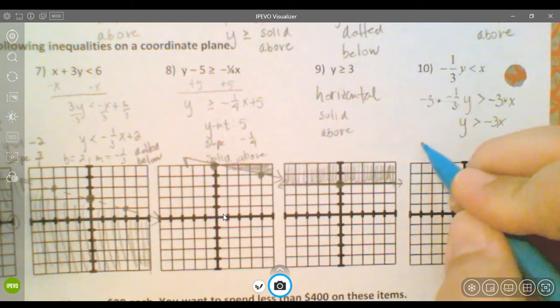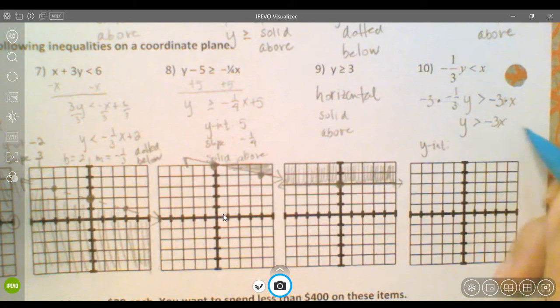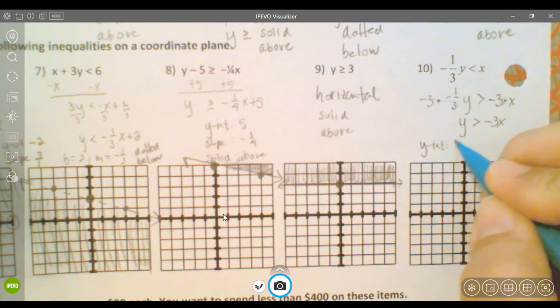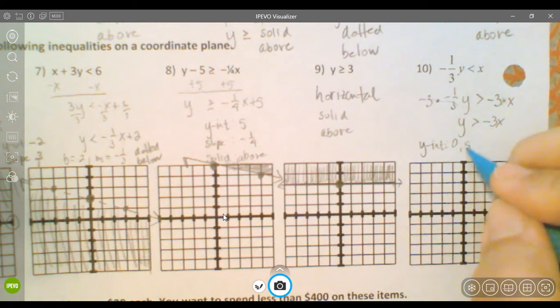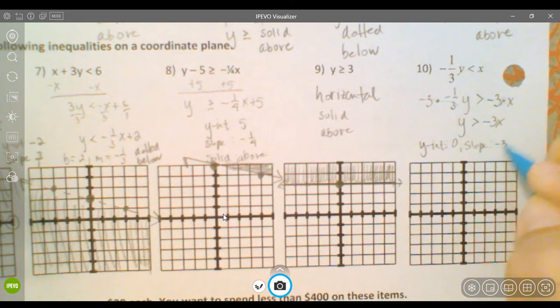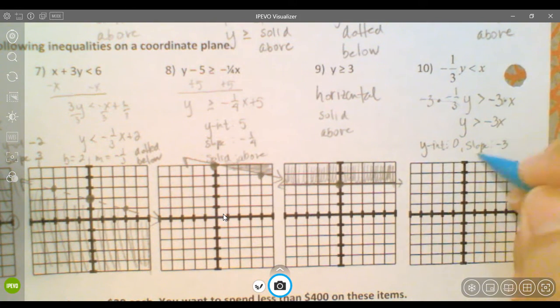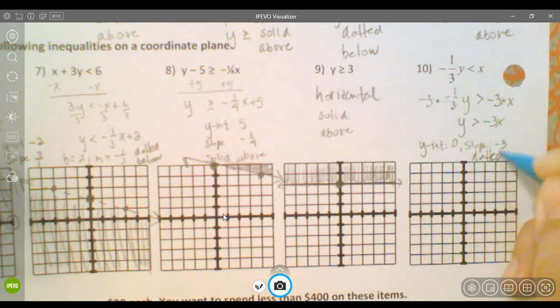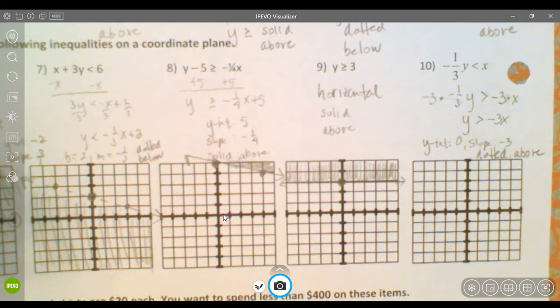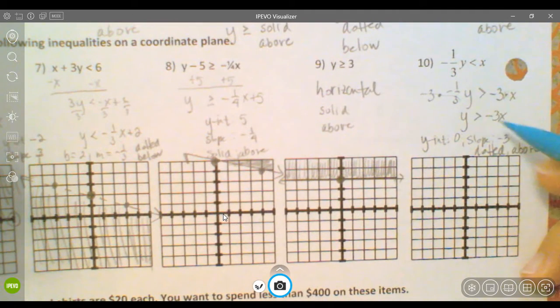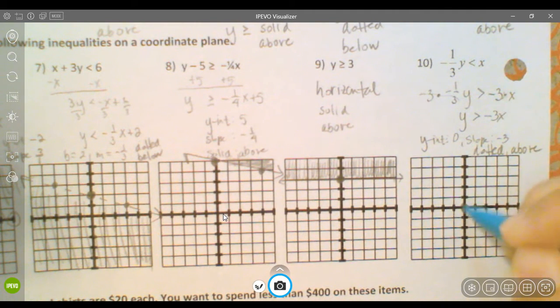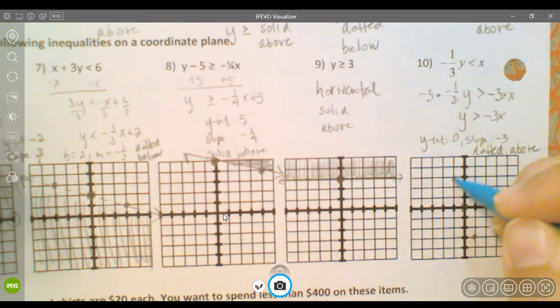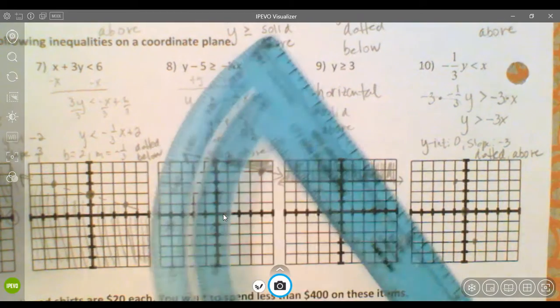Oh, what's my y-intercept there? What did we add to 3x? Nothing. What's the mathematical equivalent of nothing? 0. My slope is negative 3. We'll have a dotted line, and we'll shade above. All right, so let's see it. Y-intercept is 0. Slope is negative 3 divided by 1. All right, it's a dotted line.